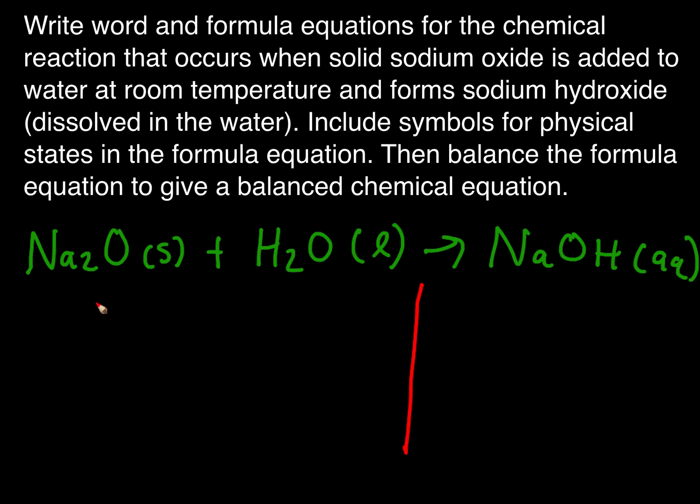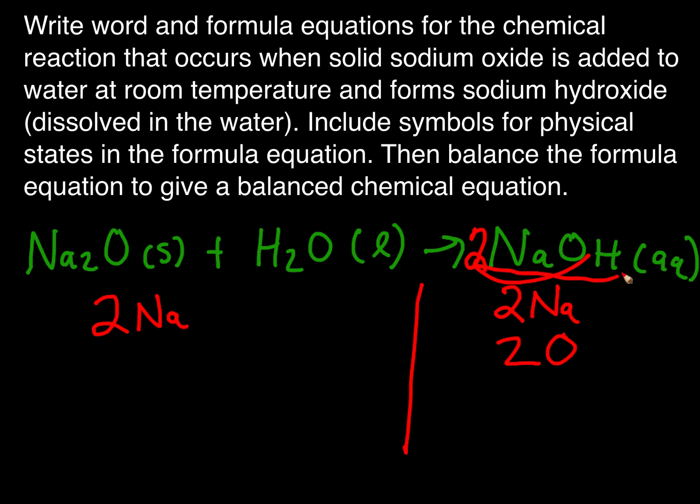I see I have 2 sodiums on the left side of the arrow and only 1 on the right. So how am I going to satisfy the law of conservation of mass? I'm going to need to put a 2 coefficient in front of this NaOH to have 2 sodiums now. But now I have 2 sodiums, 2 oxygens, and 2 hydrogens on the left. On this side, I have 2 hydrogens, and 1 oxygen plus 1 oxygen gives me 2 oxygens. So my equation is balanced.